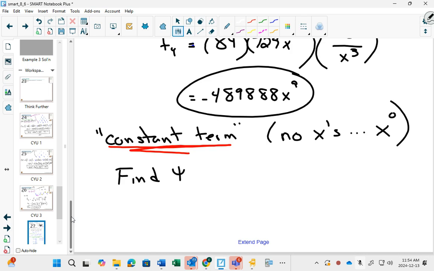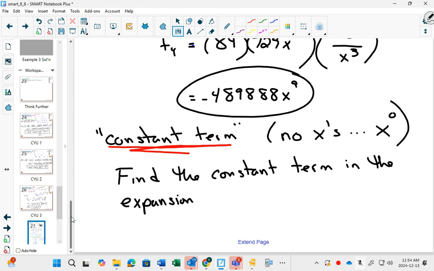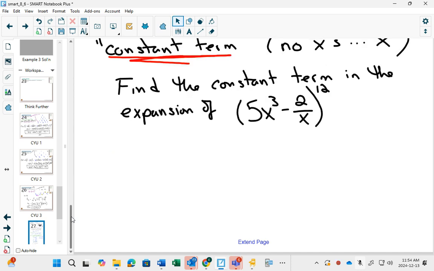So a question, we'll do one. It looks like this. Find the constant term in the expansion of 5x cubed minus 2x to the 12. And notice how I put x's in both the first term and the second term of our binomial? That makes these the most difficult possible.